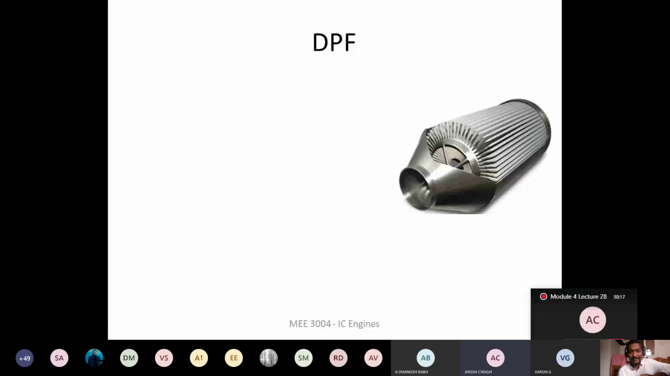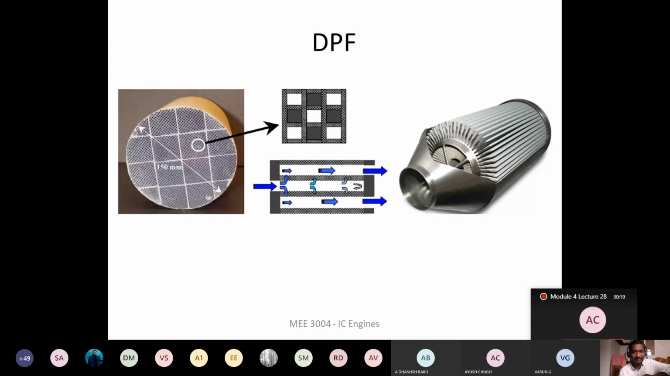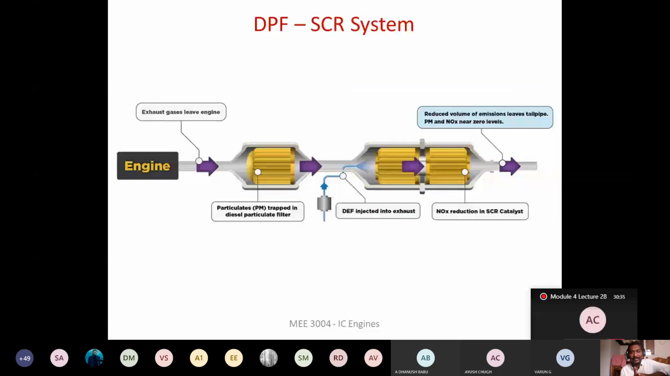So the diesel particulate filter will appear like this. You will have a mesh-like cross section, and when the exhaust gases pass through this, the soot particles will get absorbed to the surface. So we have only two methods available. Either we can go for a selective catalytic reduction process along with the diesel particulate filter.